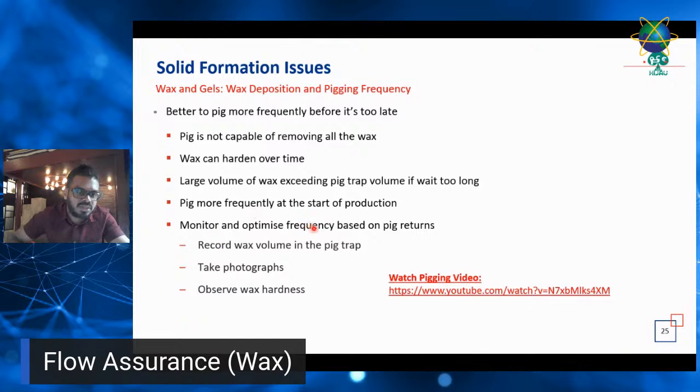And we can monitor and optimize the pigging frequency based on pig returns. This is actually much better in terms of determining the pigging frequency. If we have operation data on the amount of wax being picked up for a certain duration, that will give you an indicative number to determine the pigging frequency for your flow line.